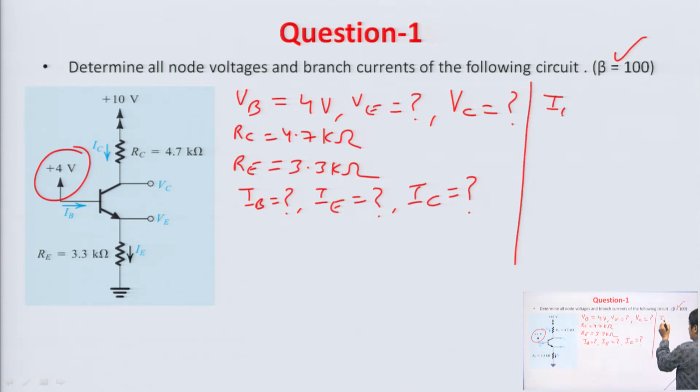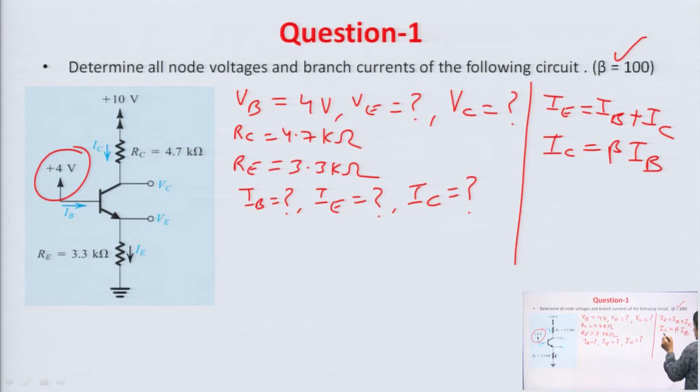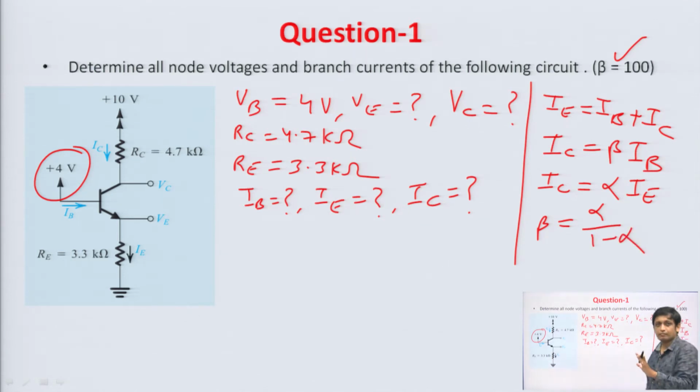The emitter current is the summation of the base current and collector current. What is the relation between collector current and base current? It is IC is equal to beta IB. The relation between collector current and emitter current is IC is equal to alpha IE. And the relation between beta and alpha, which are current gains, is that beta is equal to alpha upon 1 minus alpha. These are the basic relations which we use while solving the circuits, fine.